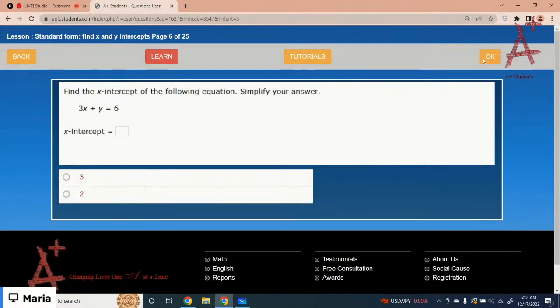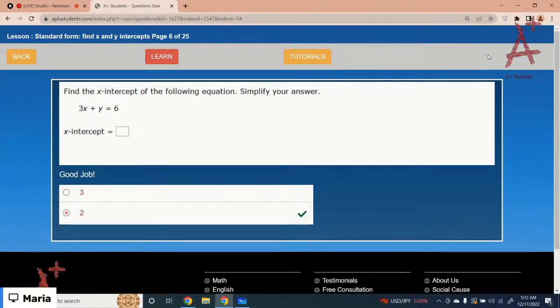3x plus y equals 6. So which is the correct option? The x-intercept equals, you have to put y equals 0, so it will be then 3x equals 6. So then x-intercept equals 2. Got it? Because you have to divide both sides of the equation by 3, so 3 times 2 is 6. So the correct option is 2.